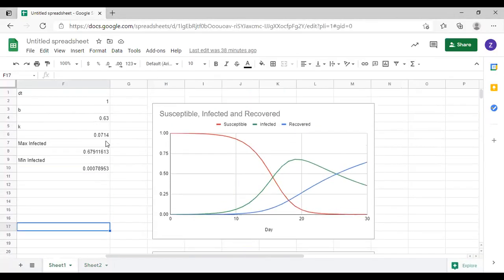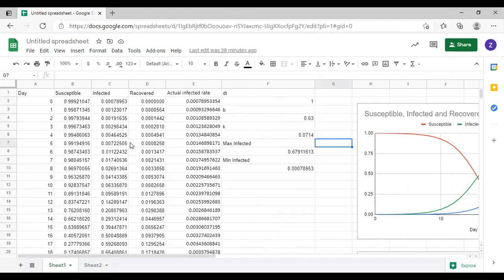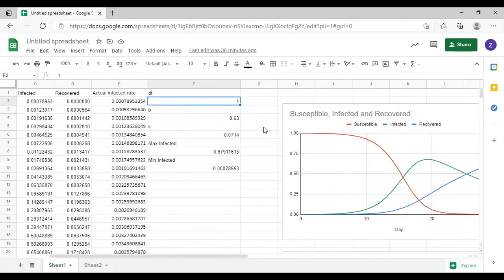Okay, looking at my data, my initial conditions for the three groups were 0.99 for the susceptible population, 0.000789553 for infected, and recovered 0. The actual infected rate, which was taken from the CDC official website, is over here. I used this data with Euler's method in order to plot these graphs on the right-hand side. My parameters were delta t was 1, my B, my infection rate, was 0.63, and my K, my recovery rate, was 0.714.